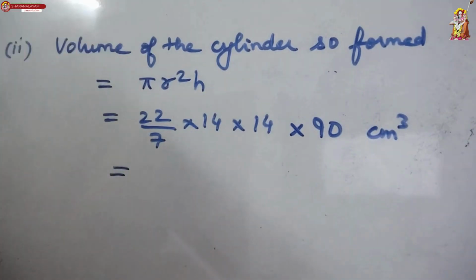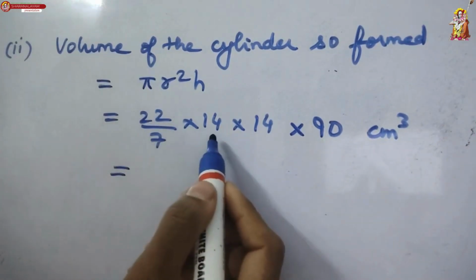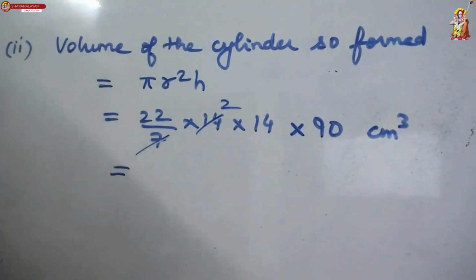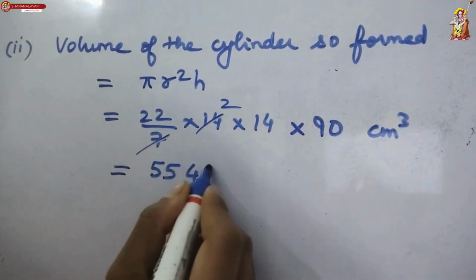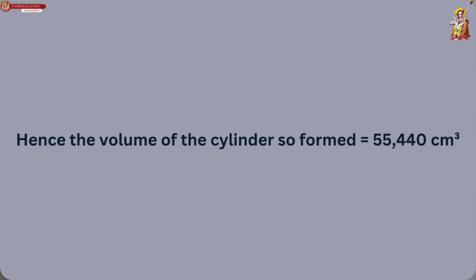Now let's go to the second question. The volume of the cylinder so formed will be, we know the formula, pi r square h. So 22 upon 7 into 14 into 14 into 90. So 7 2s are 14. Calculating this, we get the answer as 55,440 centimeters cube. So the answer is the volume of the cylinder so formed is 55,440 centimeter cube.